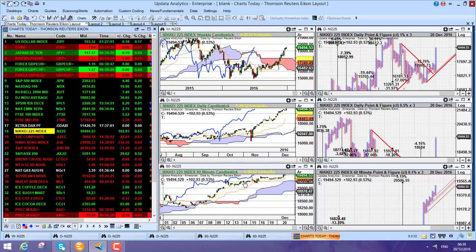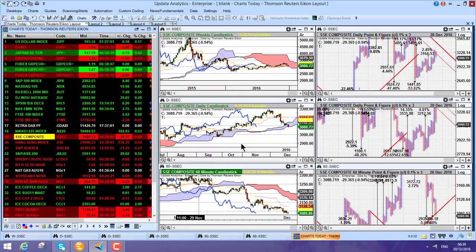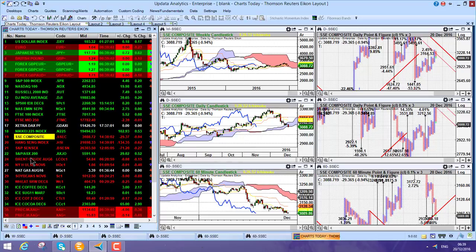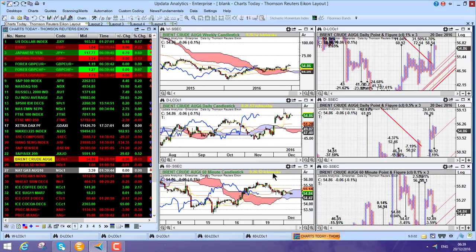Nikkei making new highs, looking pretty good as well. So upside target here of 5%. China not looking good. It's still falling below these levels. So China and the Hang Seng looking worse.